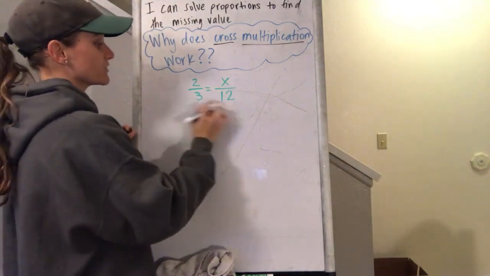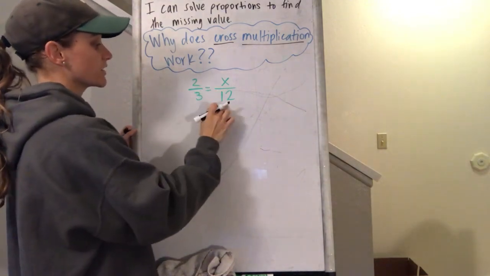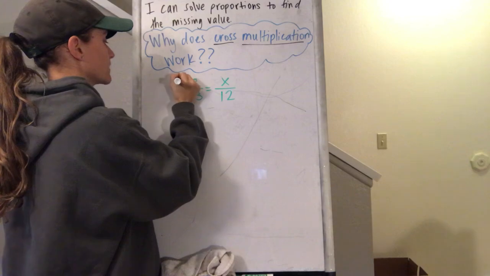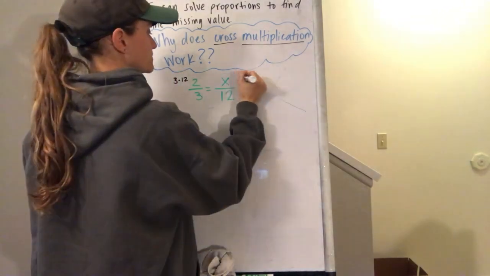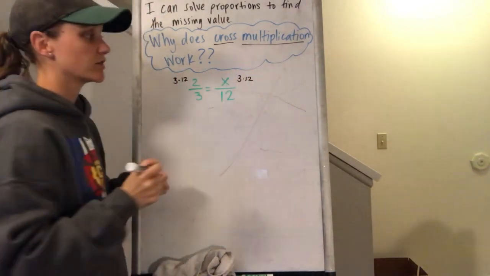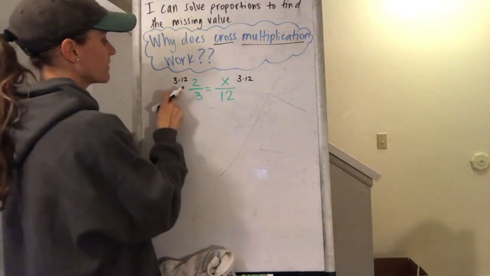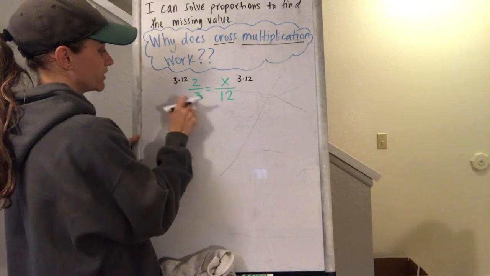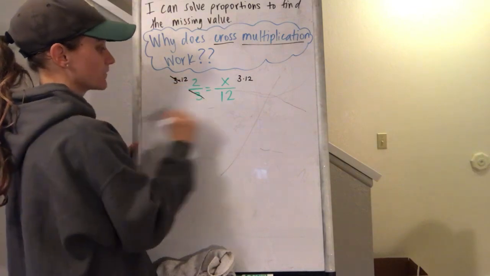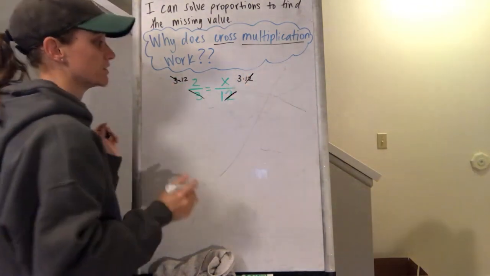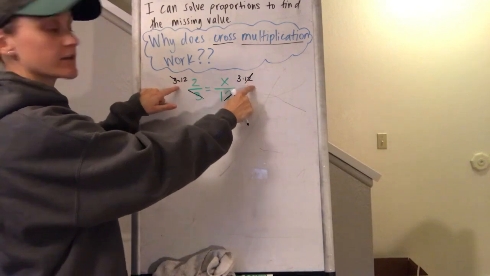So if I want to get rid of these numbers in the bottom, I can multiply by 3 and I can multiply by 12. And if you need, you can watch the video on fraction busters to kind of refresh your memory on this. So remember, the nice thing is if I multiply by 3 over here, the 3's cancel, and over here the 12's cancel. And you notice I multiply by the same thing on each side.